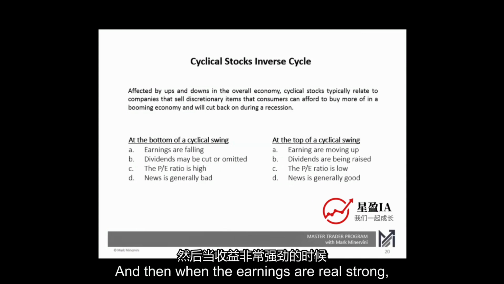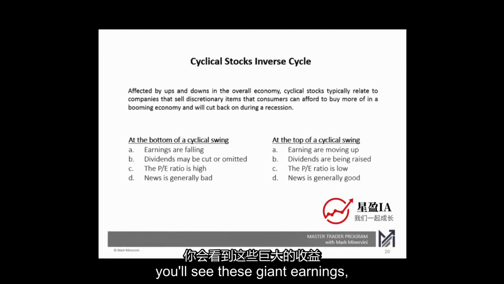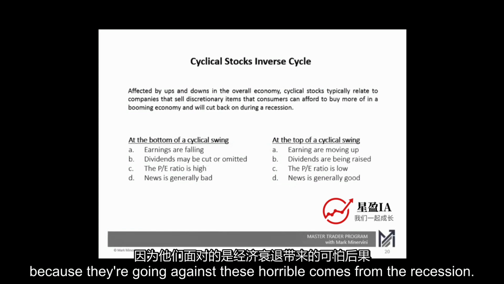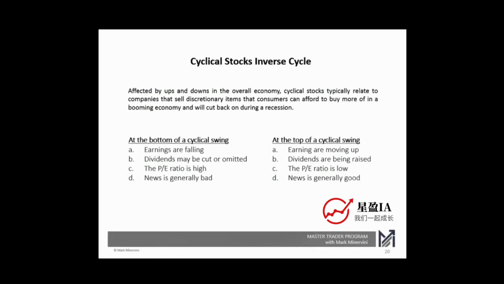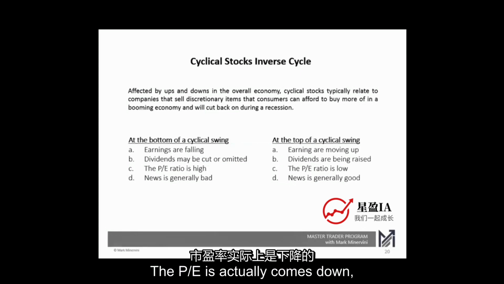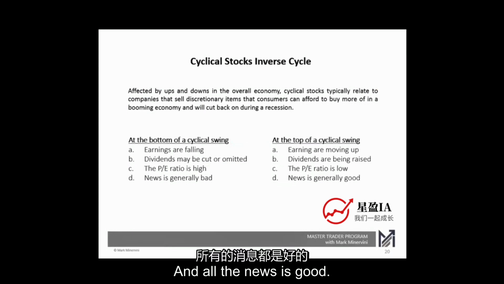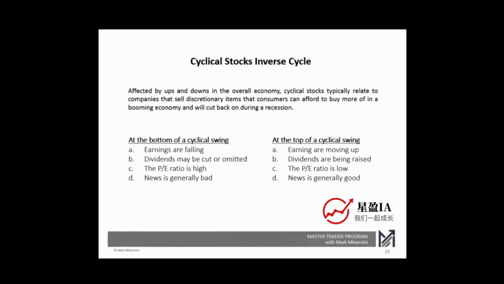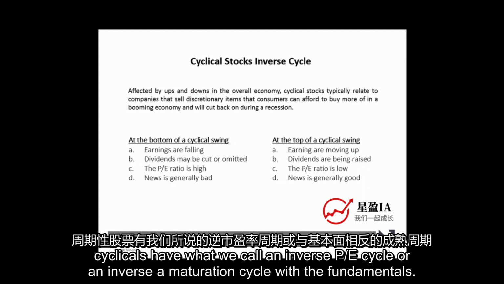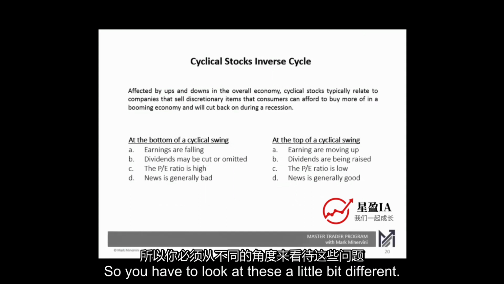And then when the earnings are real strong, you'll see these giant earnings because they're going against these horrible comps from the recession. Dividends are being raised. The PE actually comes down because now the earnings come in. It knocks the PE down and all the news is good. That's when you want to sell them. So cyclicals have what we call an inverse PE cycle, or an inverse maturation cycle with the fundamentals. So you have to look at these a little bit differently.